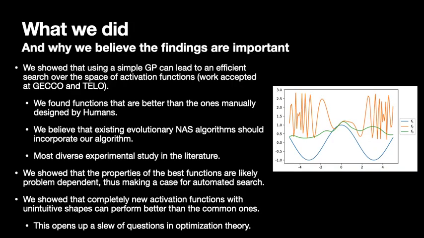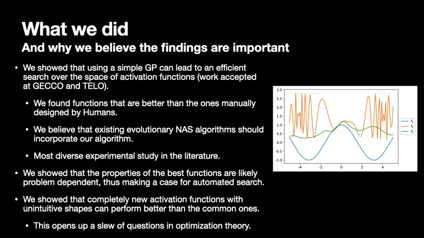Motivated by these reasons, we set out to evolve new activation functions. We showed that you can encode the activation function as a tree and then use a simple genetic programming algorithm to look for new activation functions, and that is going to end up giving you an efficient search over the space of possible activation functions.